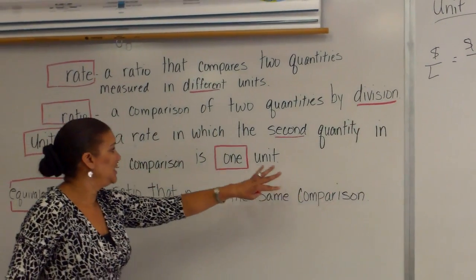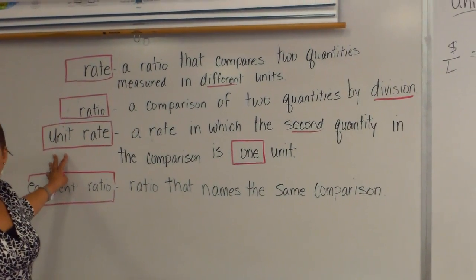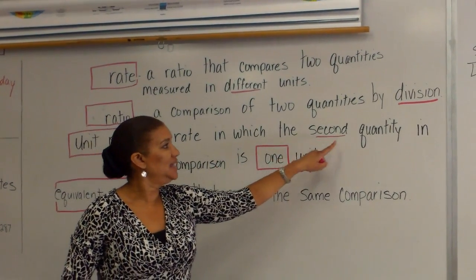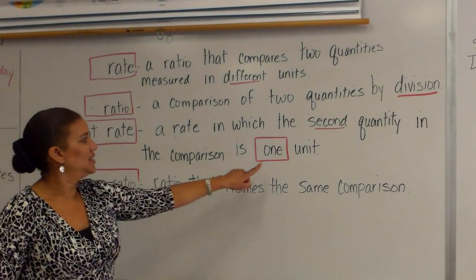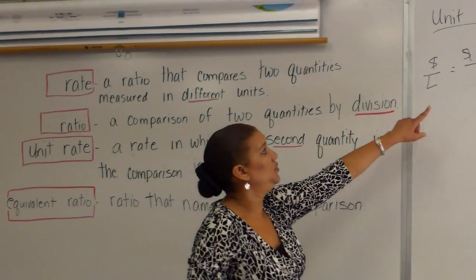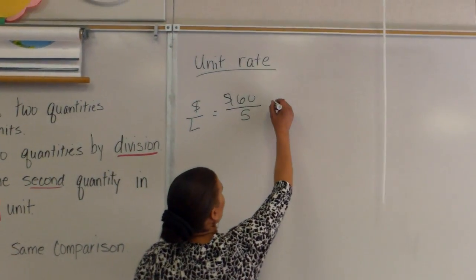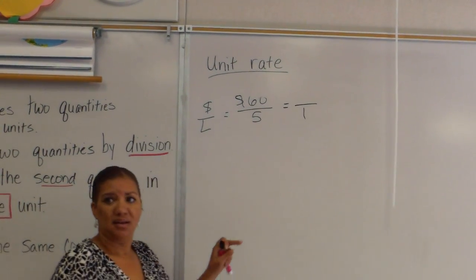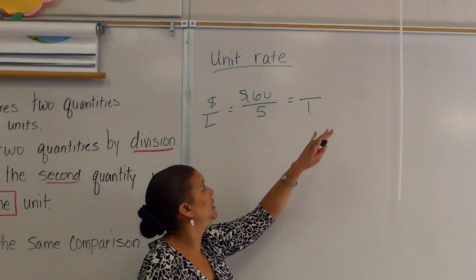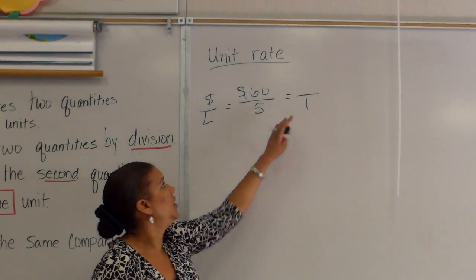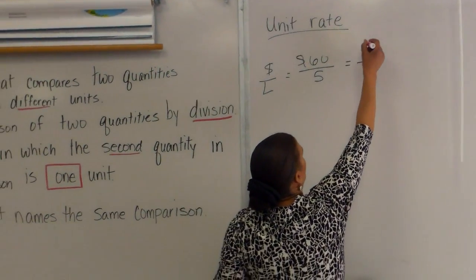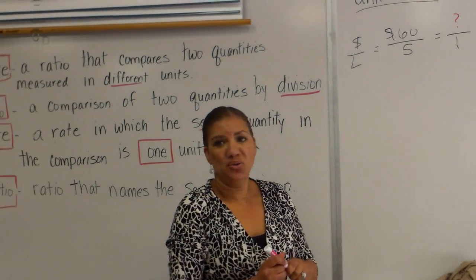Well, we know by the definition of unit rate, the definition is a rate in which the second quantity in the comparison is 1 unit. So we need to find the equivalent ratio so that the second unit is 1. How do we find the equivalent ratio where the second unit is 1? So that's an unknown. Let me use a different color. This is an unknown amount.